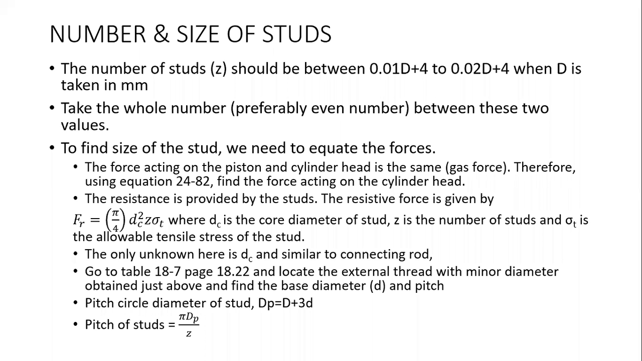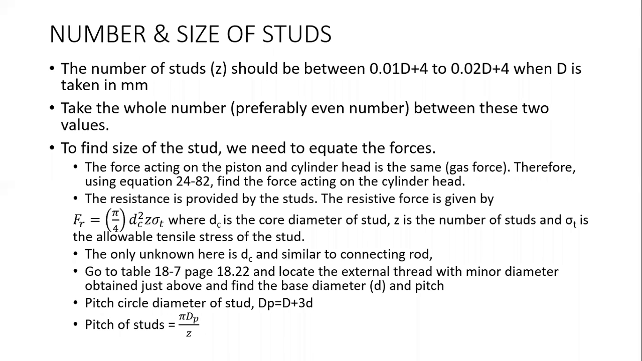Once you have found the basic diameter, then you have to go for the pitch circle diameter. Usually the pitch circle diameter is our bore diameter plus 3 times the bolt diameter, because we need to have a comparatively good thickness available there. If that D plus 3d goes outside, we will increase the thickness of the cylinder.